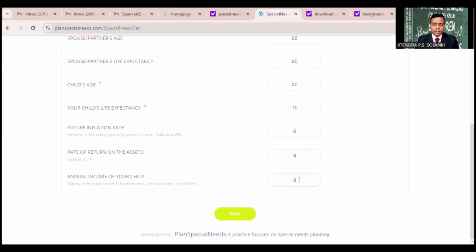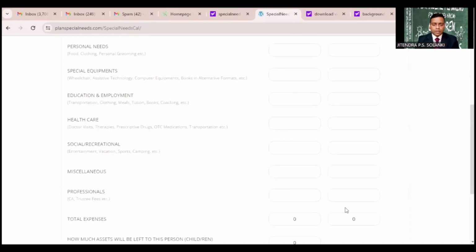Annual income of your child. So why is this being put here? You can input any amount of income which is going to be available for the child. Like government servants, they have pension income coming to the child, or it can be any income which is going to be received by the child in the future. I'll put 0 here for simplicity, but you can put any amount of income which will be available to the child. So let's go to next.